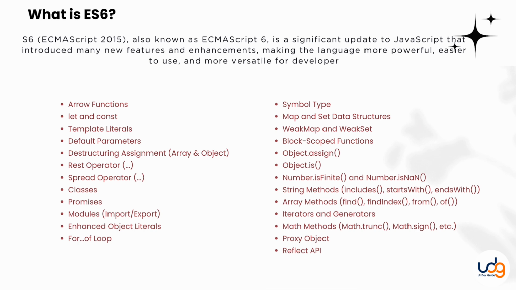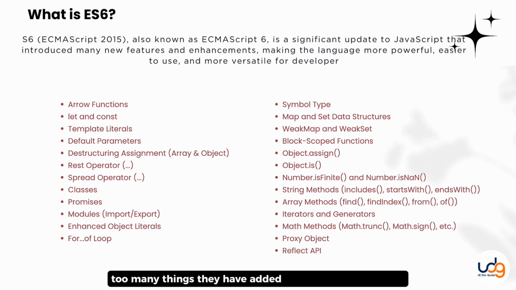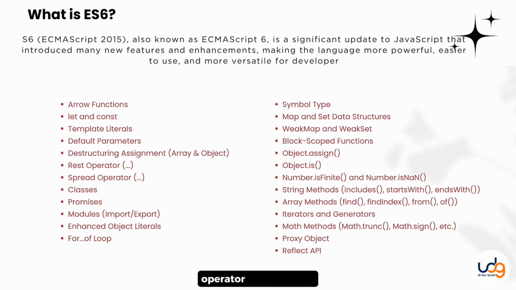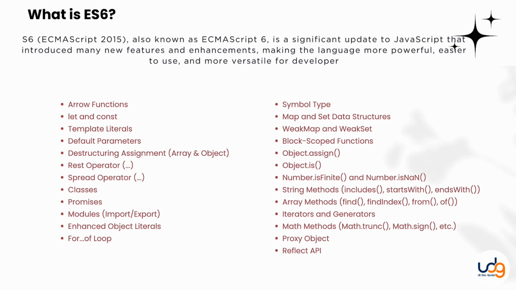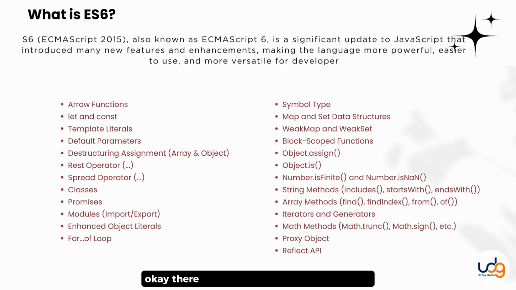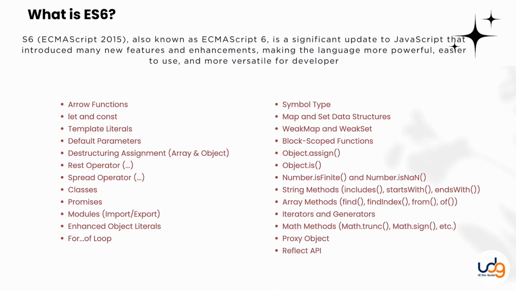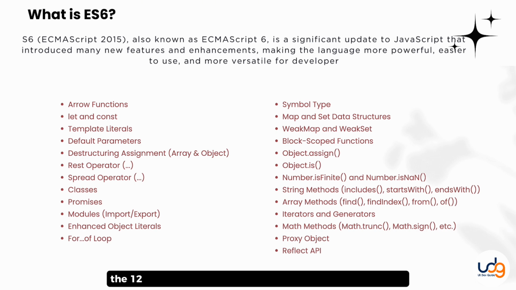They have added too many things: rest parameter, spread operator, destructuring. You are already using those things in your projects. They have added some of the operators as well: set, map, string methods, Array.from, find, findIndex, and default parameter. What is a default parameter? Now tell me.